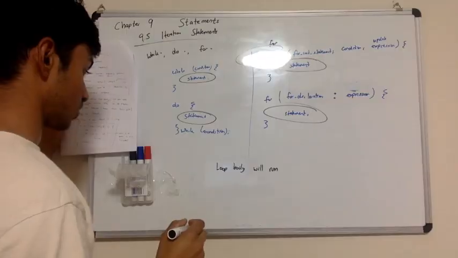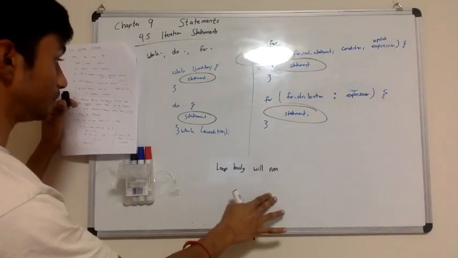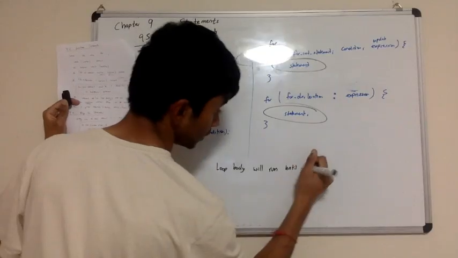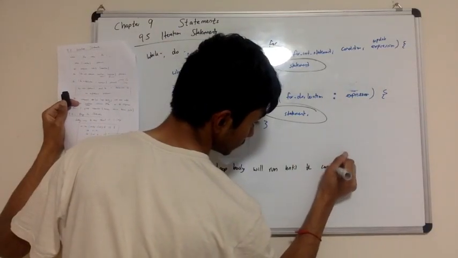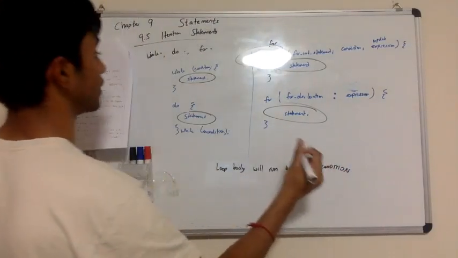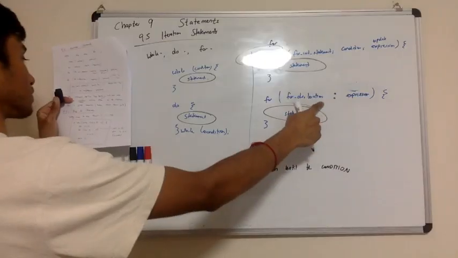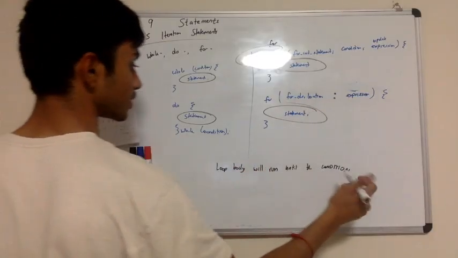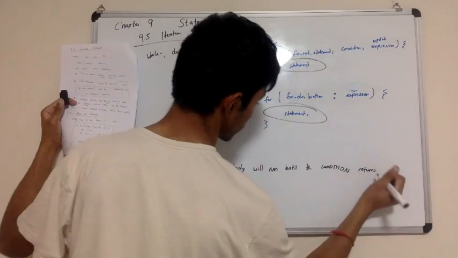Okay. So the loop body will run until the condition. Notice that basically all of them have a condition. This one doesn't, but we'll talk about range for loops in a second. But it runs until the condition returns false.